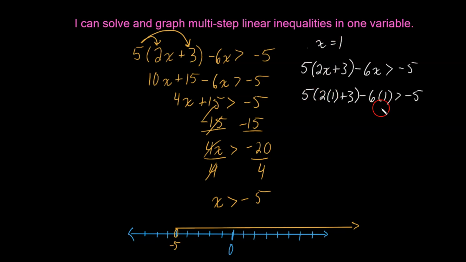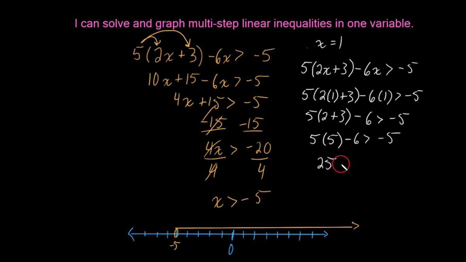Now let's go and multiply these numbers together. So I multiplied 2 times 1, which gave me 2 here, and then I multiplied 6 by 1, which gives me 6 here. So let's take care of 2 plus 3 in the parentheses, which gives us 5. 5 times 5 is 25. Minus 6 is greater than negative 5. 25 minus 6 gives me 19, which is indeed greater than negative 5. So the value x equals 1 is a valid solution. So it looks like we have a good answer right here.